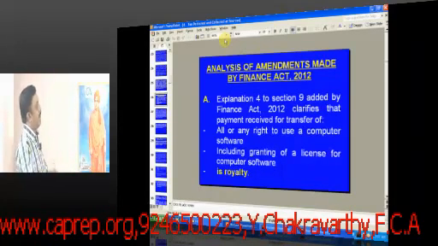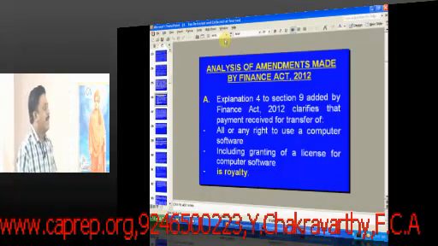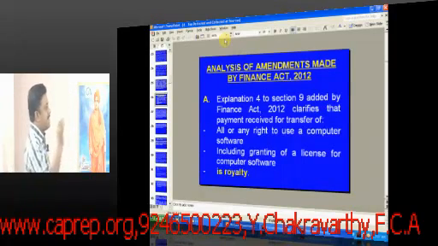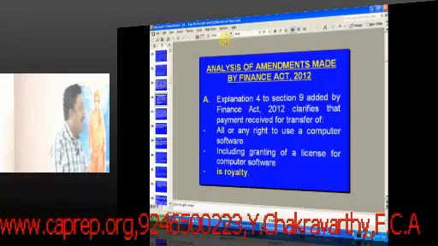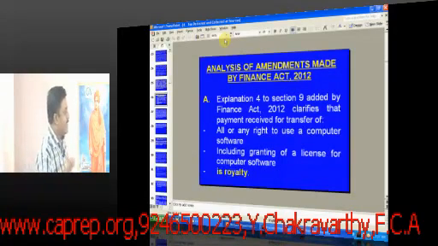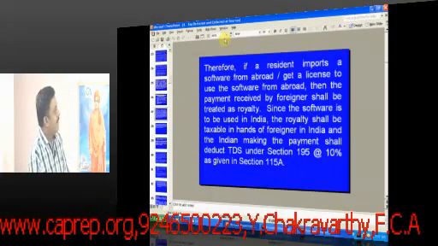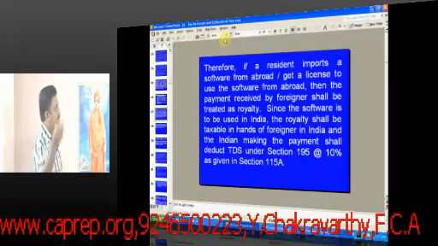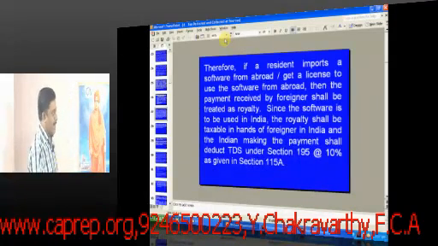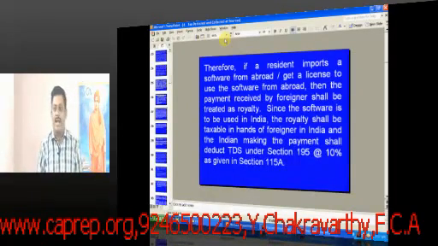See, analysis, what we are saying is explanation 4 to section 9 was added by the Finance Act of 2012 to clarify that the payments received for transfer of all or any rights to use the computer software, including granting of a license for computer software, is a royalty. Therefore, if a resident imports a software from abroad and gets a license to use the software from abroad, then the payment received by the foreigner shall be treated as a royalty.